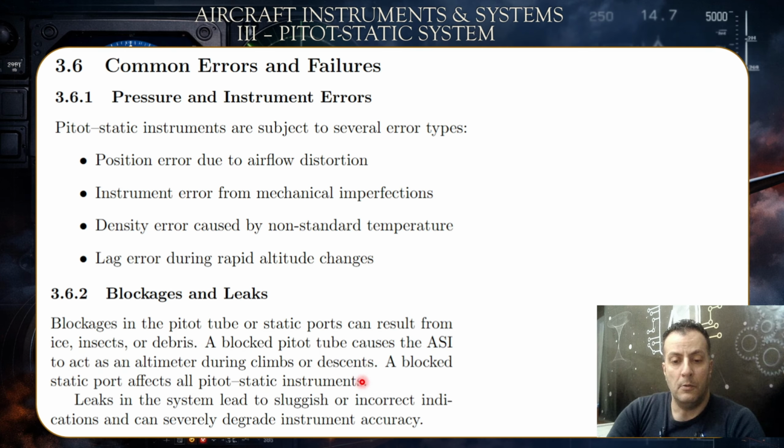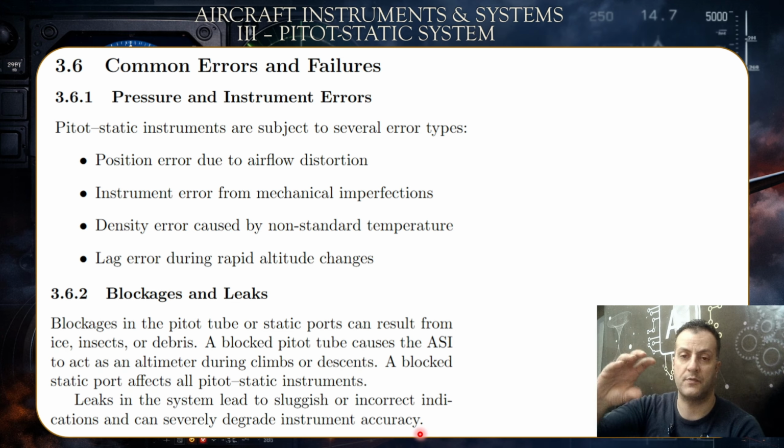So a blocked pitot tube causes the ASI to act as an altimeter during climbs or descents. A blocked static port affects all pitot-static instruments. Leaks in the system lead to sluggish or incorrect indications and can severely degrade instrument accuracy.